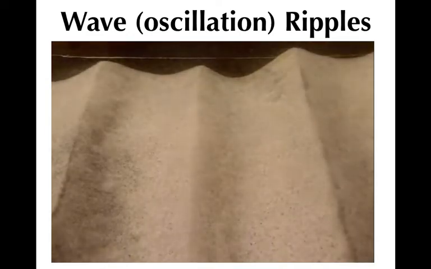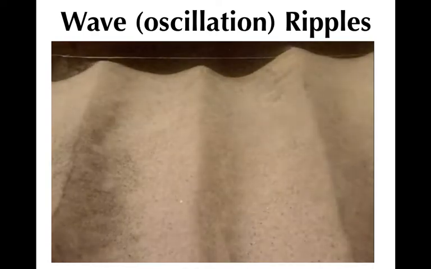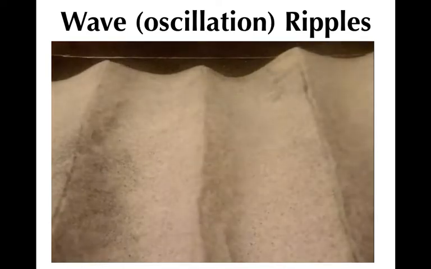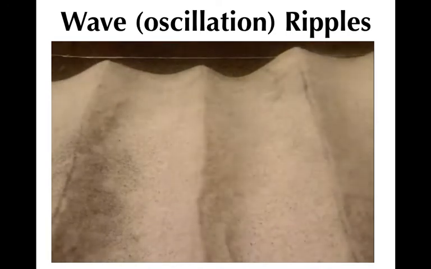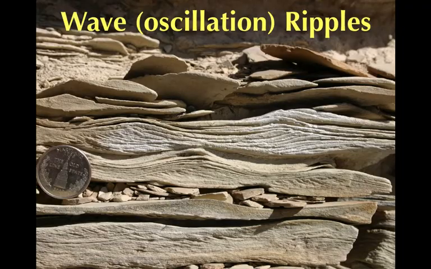So wave ripples are produced by this sort of oscillatory current, and in this example you can see that those ripples are symmetrical and they're pretty high with respect to their width. And what this produces in wave ripples that's unique is it produces cross-bedding that goes in two different directions, even within the same bed. This is a great example of wave ripples viewed from the side, and you can see here that there are cross beds going in both directions, even within the same layer of sandstone.